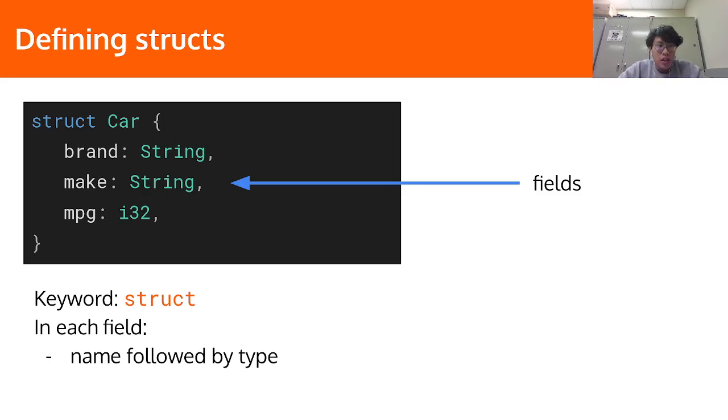Defining a struct is really straightforward. We just use the struct keyword, as we see here. For example, here we define a struct called Car, and each of the properties that you define in the struct are called fields. Here we define three fields: the brand, the make, and the miles per gallon, which I shortened to MPG. The syntax is the name of the field followed by the type. So brand is of type String, make is of type String, and MPG is of type 32-bit signed integer.